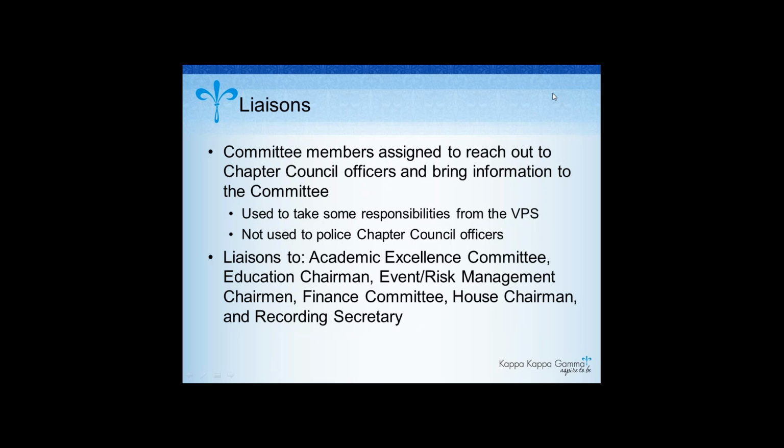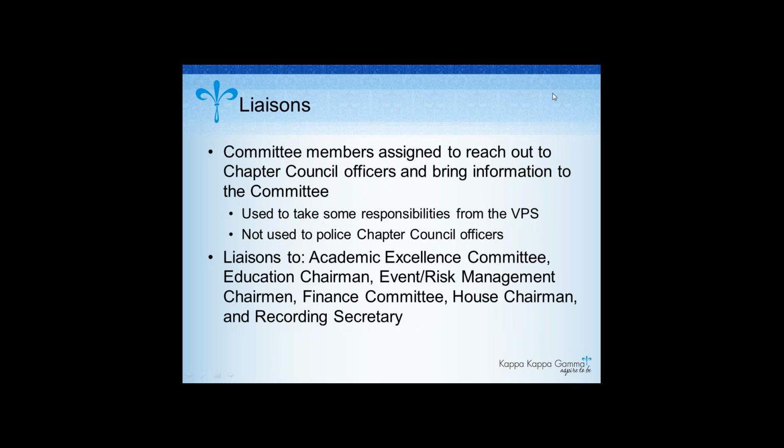Another example would be if the treasurer has a list of women who haven't paid their dues yet, they would tell the finance liaison on the committee, and then that liaison would report at the next standards committee meeting that, you know, Jenna hasn't paid her dues yet, and we'll need to call her into standards next week to talk to her about that and find out what's going on. So that's another example.